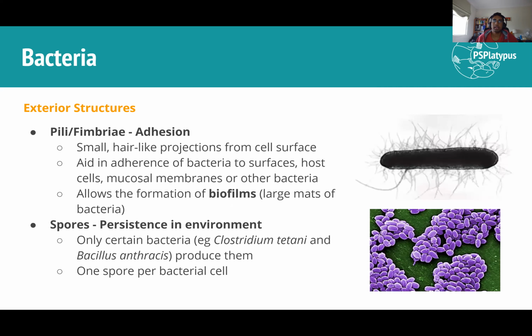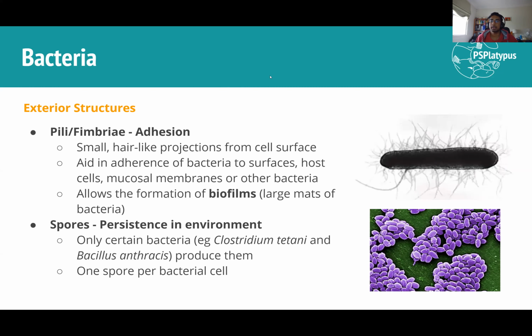All right, we also have more adhesion molecules, and these ones are specifically adhesion, which are called pili or fimbriae. So you can see there on the right micrograph, there's a whole bunch of sort of hairs that come out from the cell surface, and they help the bacteria stick to pretty much anything. So random surfaces in the environment, the host cells of the organism that it's infecting, mucosal membranes, so in your lungs and things like that, in your respiratory tract, or other bacteria.